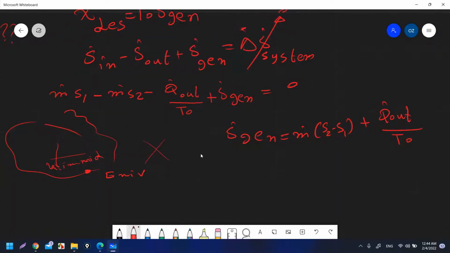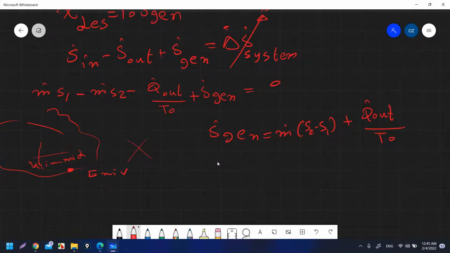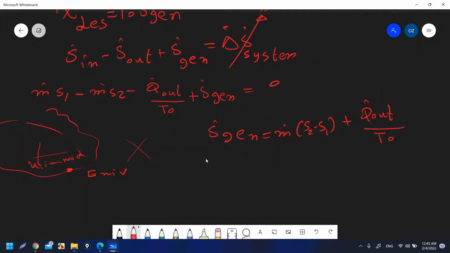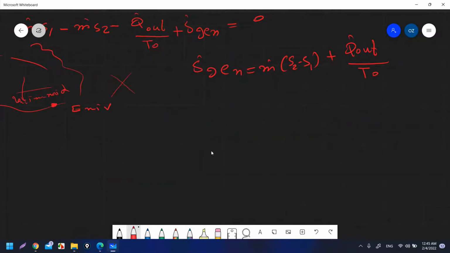What about Q out? Q dot out, I don't have the value. In the previous question I had the value of Q. Here I don't have Q dot out. So in the previous question, where did we use the Q dot out? We used it in the energy balance. So here also we will make an energy balance.